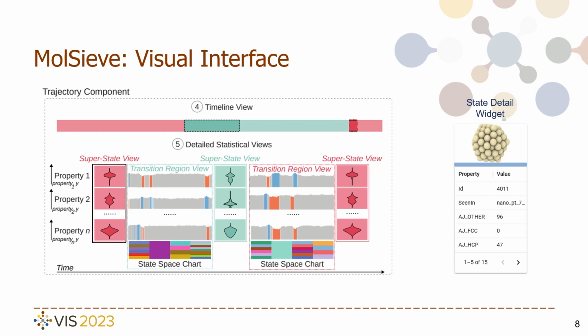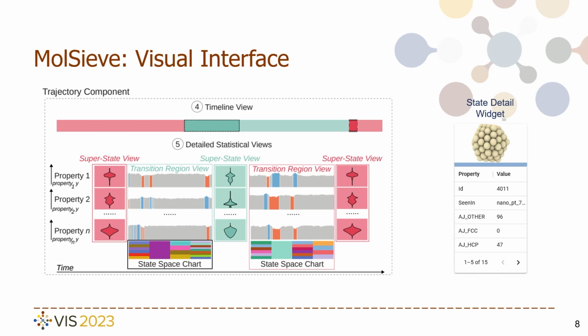Superstate views give analysts an idea of the distribution of the property within a superstate. This is done to save space, as superstates typically contain many states. In a transition region view, each property is rendered with the control chart, with anomalous regions being highlighted. Transition regions correspond to those regions with high energy transitions, and the control charts let analysts know what happened to the property they were interested in during the high energy transition period.